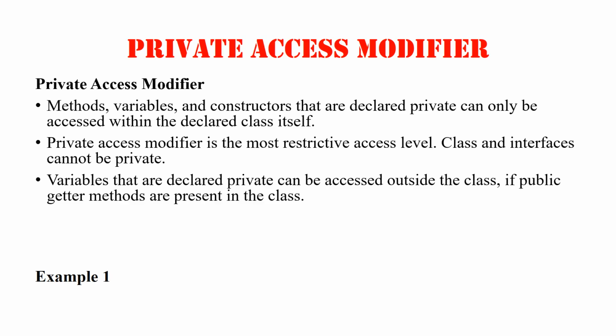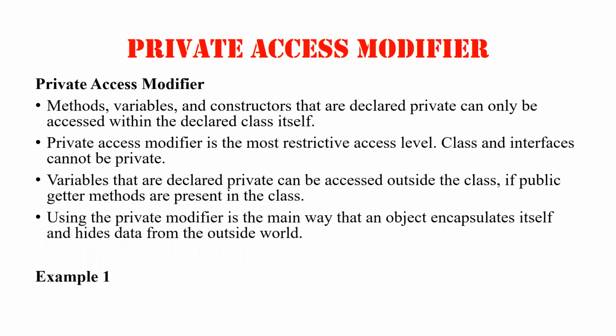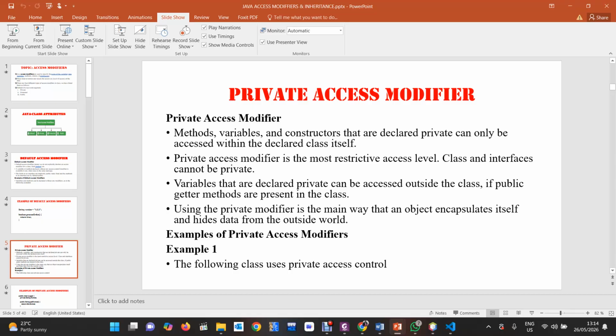Variables that are declared private can be accessed outside the class if the public getter methods are present within the same class. So that is very, very important and essential to look at.